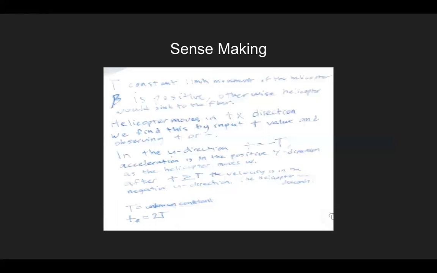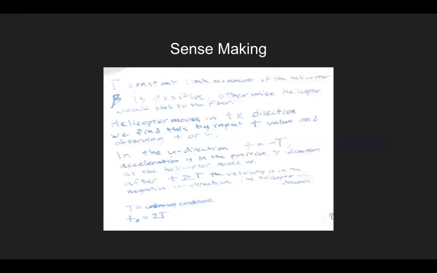Okay, now for our sense making. So to start with, we have to assume that the alpha and beta constants are going to be greater than 0, which would put them positive. Without the beta constant being positive, the helicopter would essentially just sink into the floor, and that's not what we want. We want to visualize the helicopter moving up.